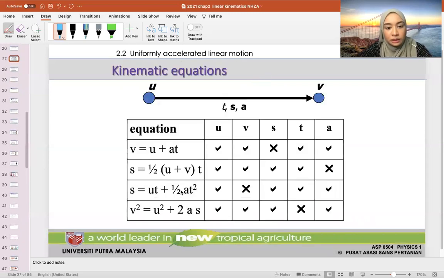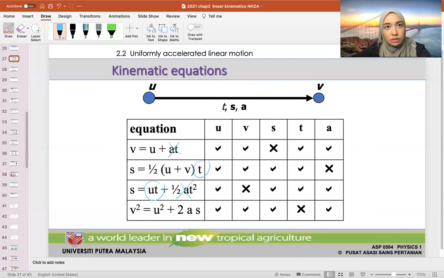Okay, it's this one. So you have v equals u plus at, tak boleh pakai. This one, we don't know the time. This one, we need to know the time. This becomes 0 because acceleration is 0. This becomes 0. We need to know the time. And this one, we can't use this one as well.